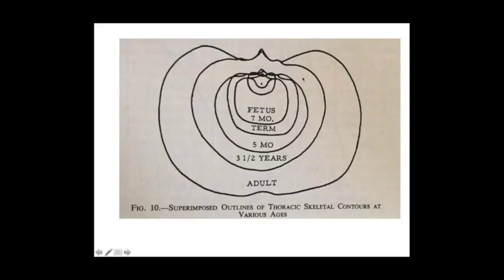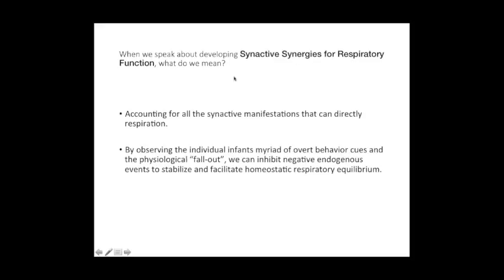So if you have babies that look flat, have flat backs and that big rounded square belly that comes around, basically you built them wrong. So if their chest is built wrong, how are they going to breathe correctly? Well, when we speak about developing synactive synergies for respiratory function, what do we mean? We have to account for all synactive manifestations that can directly affect respiration. And we do this by observing the individual infant's myriad of overt behavioral cues and the physiological fallout that we produce. We can inhibit negative endogenous events to stabilize and facilitate homeostatic equilibrium.